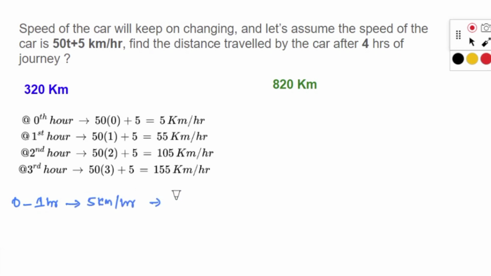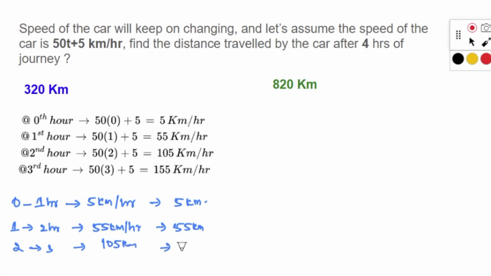So in 1 hour I can cover 5 km. From the first hour to the second hour, my speed is going to be 55 km per hour, so in that next hour I can cover 55 km. From second to third, my speed is 105 km per hour, so I can cover 105 km.